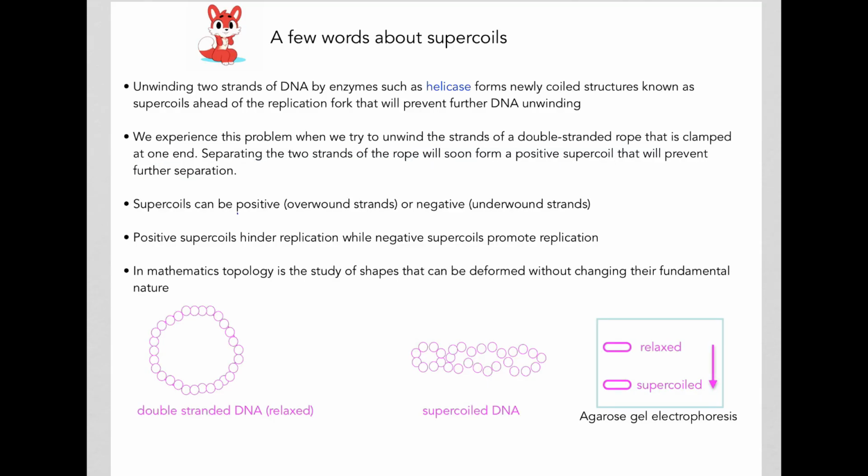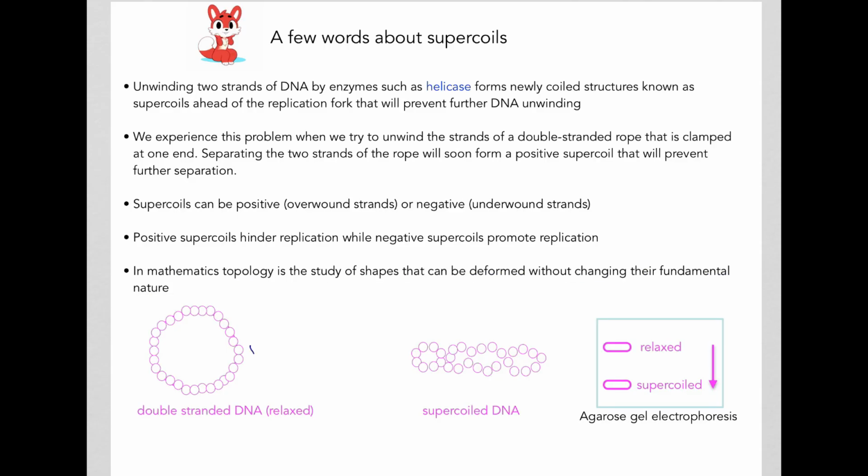Now, supercoils can be positive, which is basically overwound strands, or supercoils can be negative, which is underwound strands. Positive supercoils will hinder replication, while negative supercoils will promote replication, because in this case the strands are underwound, here the strands are overwound. There is a topic in mathematics called topology. So topology is the study of shapes that can be deformed without changing their fundamental nature.